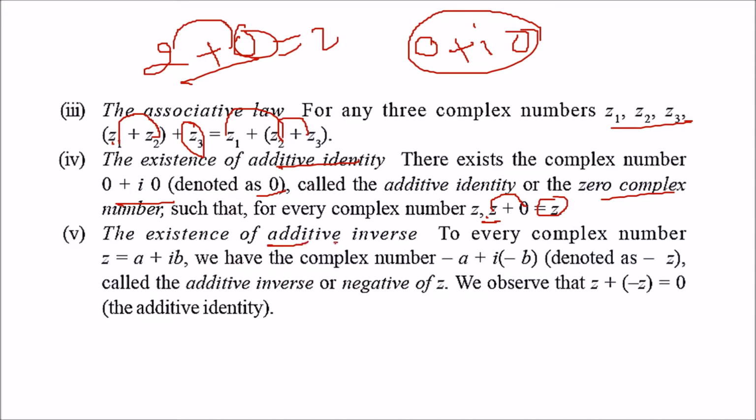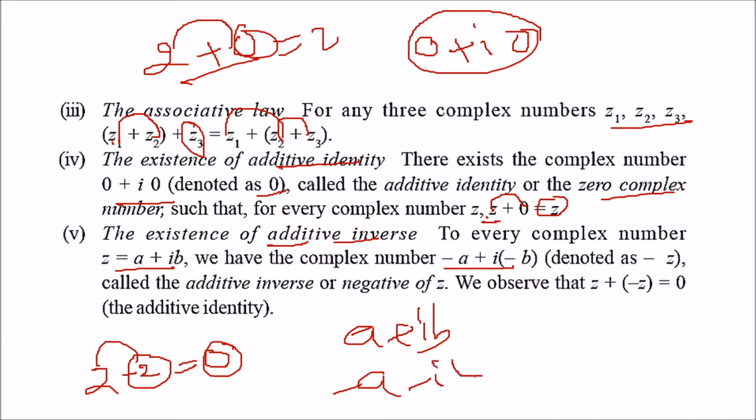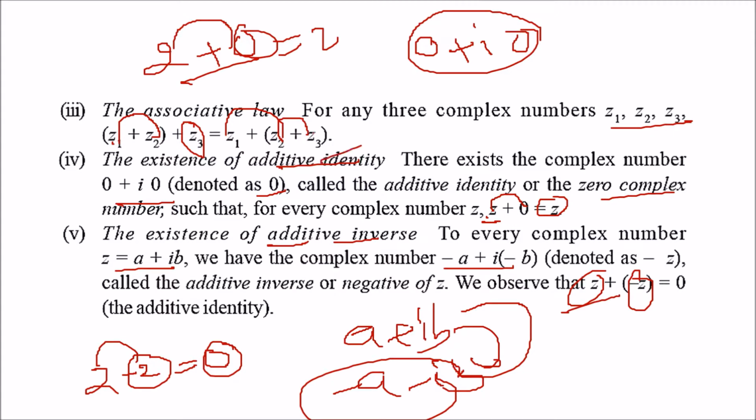What about the existence of additive inverse? For every complex number z = a + ib, we have the complex number −a + i(−b). That means if we have any number, say 2, you have an additive inverse, that is −2, so that you can get the additive identity, or 0. So 2 − 2 is 0. So −2 is the additive inverse of 2. So for a + ib, you have −a − ib. This is the additive inverse of this. So if z is your complex number, −z is going to be your additive inverse, the value with which z is added gives you 0, or the additive identity.